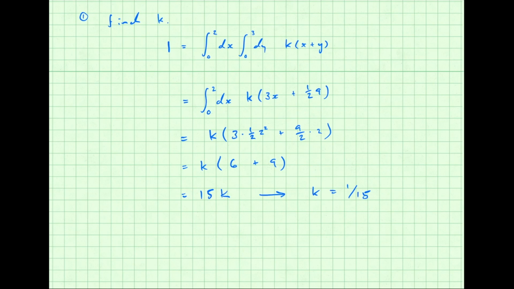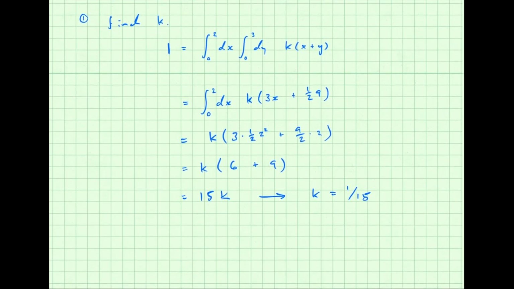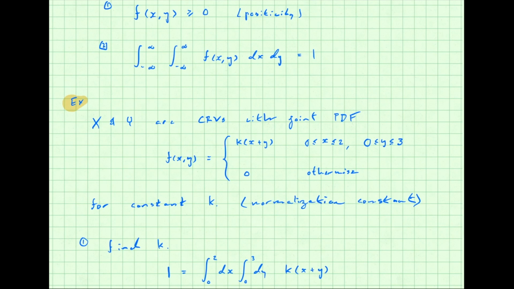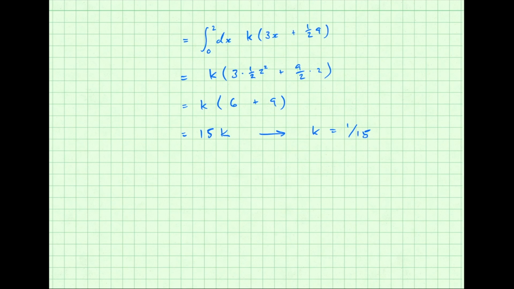Sometimes that k is called a normalization constant. I should mention that up here. Or maybe people might call it an honesty constant or something like that, but it's a constant you get by enforcing the honesty condition. So this is what our probability density function is going to look like, with k equal to a 15th. And we're going to use that for most of the remaining examples that we have in today's lecture.